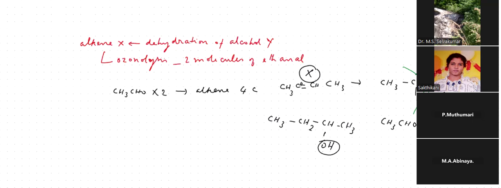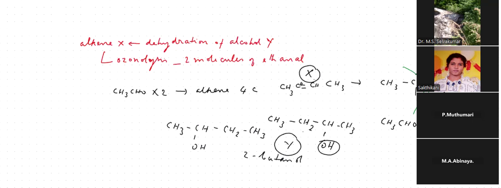If you put OH here or OH here, no problem. Both are the same compound because it is 2-butanol. See, the 2-butanol can also be written as CH3CHOHCH2CH3. This is also 2-butanol. So 2-butanol is Y, 2-butene is X. So on ozonolysis, they give 2 molecules of acetaldehyde.